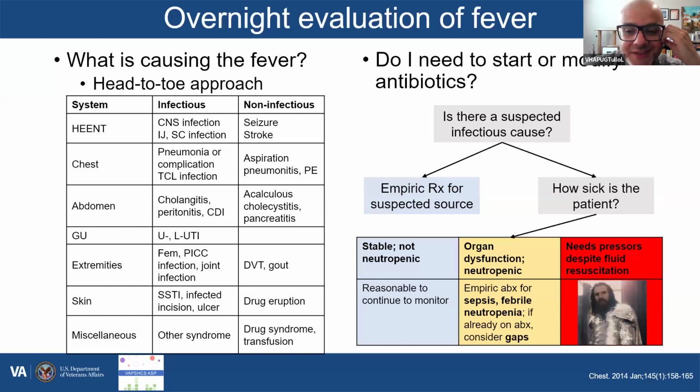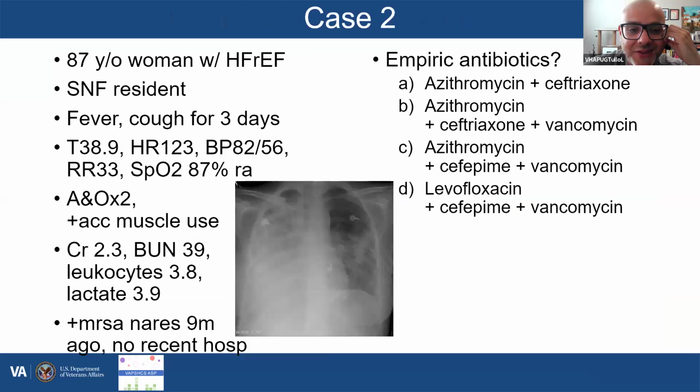All right. Next. So case 2. This is an 87-year-old woman with heart failure with reduced EF. She's a SNF resident. She has fever, cough for 3 days. She's febrile. She's very tachycardic. She's hypotensive. She's 87% on room air. She's alert and oriented x2. Has a little bit of an AKI. Leukocytes are low. Has a high lactate. She had a positive MRSA Aries 9 months ago, but no recent hospital stays. And here it's asking you what your empiric coverage should be.